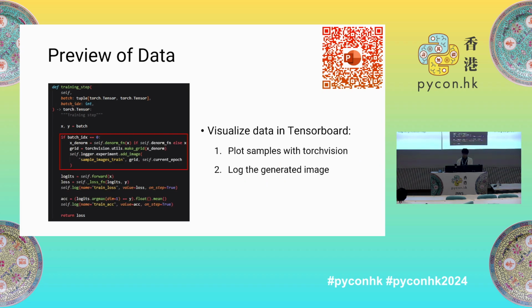Other than metrics, we can also visualize some data that we are training on. In this example, we use torchvision to plot a grid of sample images from our batch. Then we log the generated image to TensorBoard in just one line of logger call. And this will give us a visual preview of the training data.